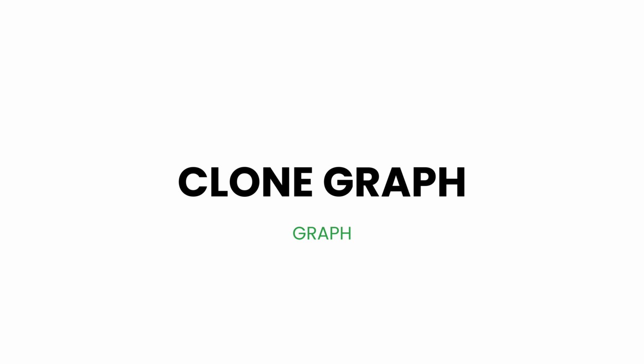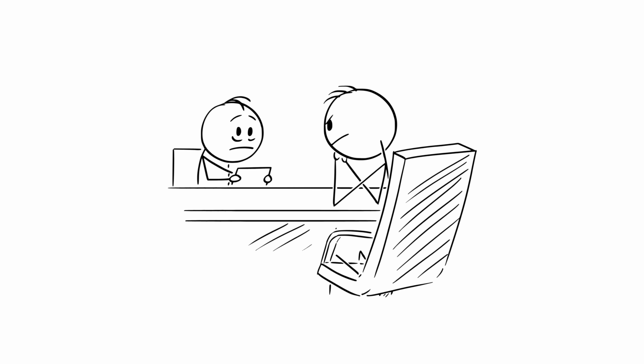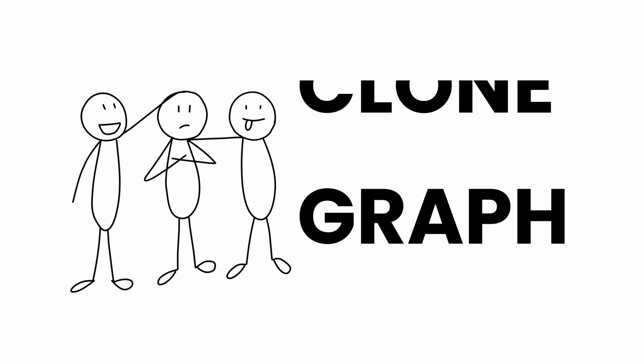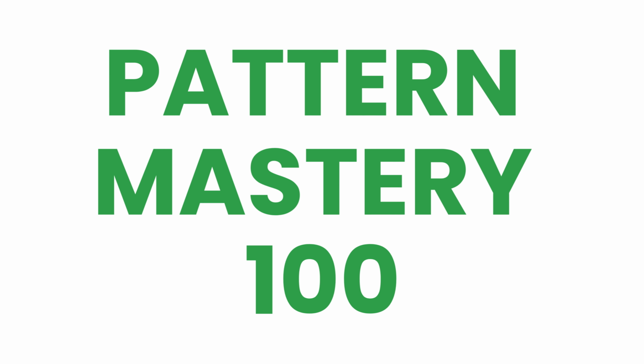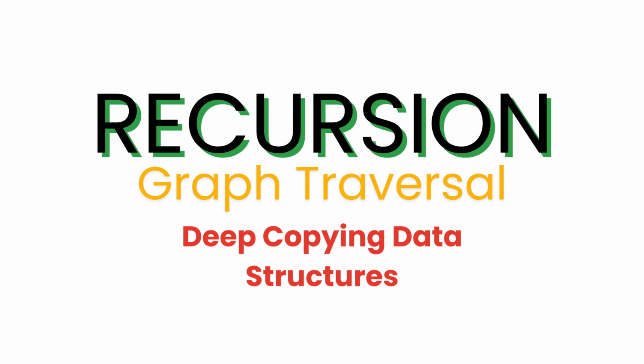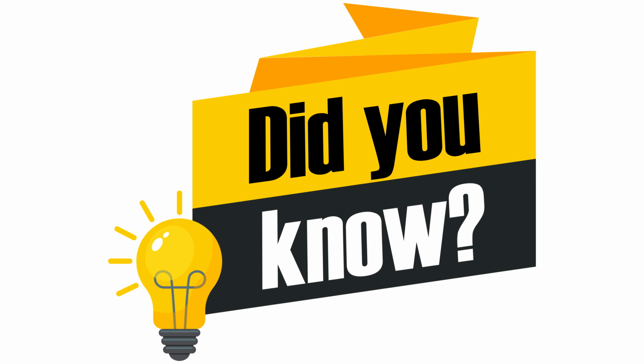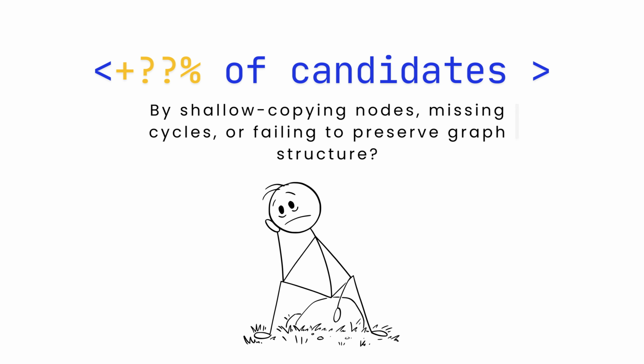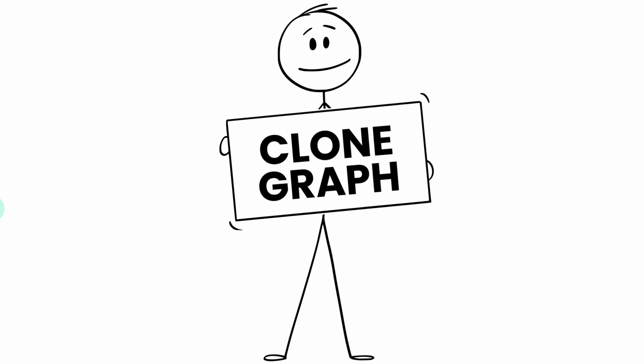Clone graph. If you want to ace technical interviews at FAANG and beyond, clone graph is a classic you must master. This pattern mastery 100 essential tests whether you truly understand recursion, graph traversal, and deep copying data structures. Did you know that a significant portion of candidates lose points here by shallow copying nodes, missing cycles, or failing to preserve graph structure? By getting this one right, you'll stand out in any interview and be ready for a whole family of graph problems.